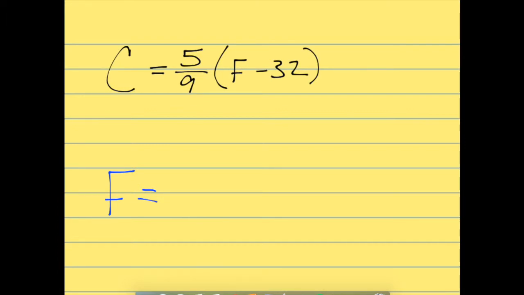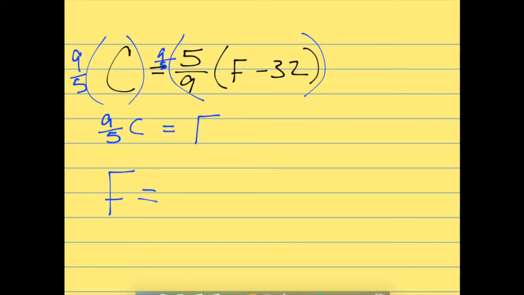Now, instead of distributing that 5/9ths, remember that we can multiply both sides by 9 over 5. That will cancel out that fraction. Now I've got 9 over 5 c equals f minus 32. And what's my last step to get f equals? Right, we add 32 to both sides. So we get f equals 9/5 c plus 32.